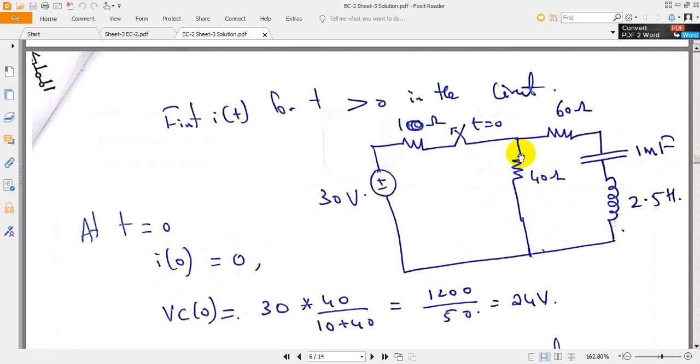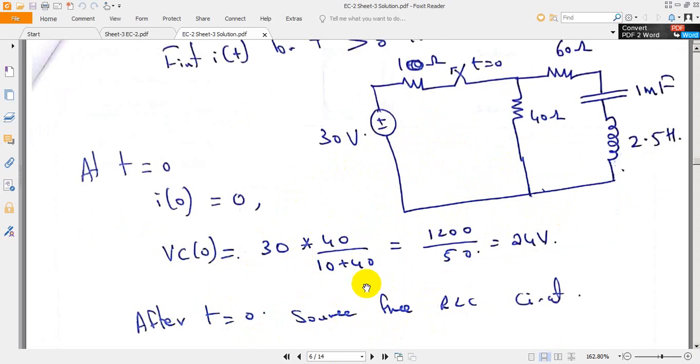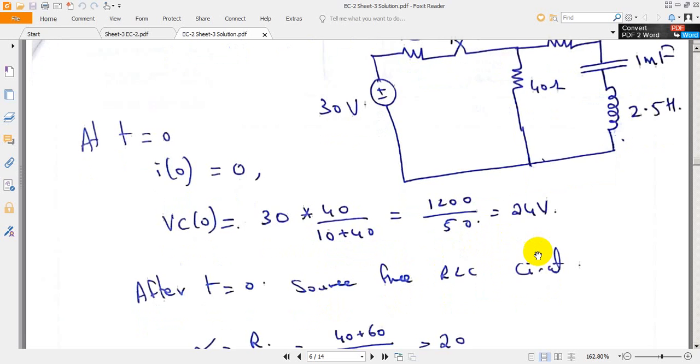And the voltage across the capacitance under open conditions will be equal to the voltage across the 40 ohms resistance, which is equal to 30 into 40 divided by 10 plus 40. This is by voltage division method. This is the loop. 30 volts is getting divided between 10 ohms and 40 ohms. 30 into 40 divided by 10 plus 40, you will get it as total voltage into same resistance where we are going to evaluate divided by the total resistance. 1200 divided by 50, you will get it as 24 volts.